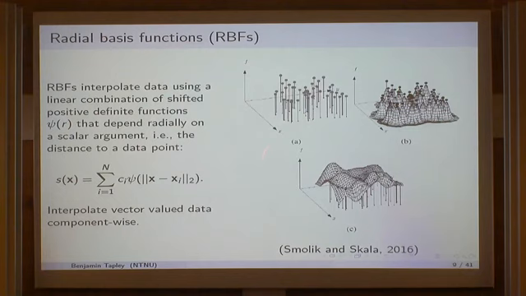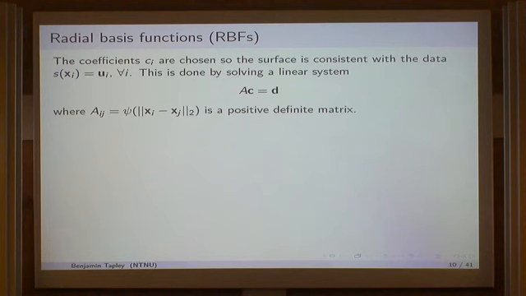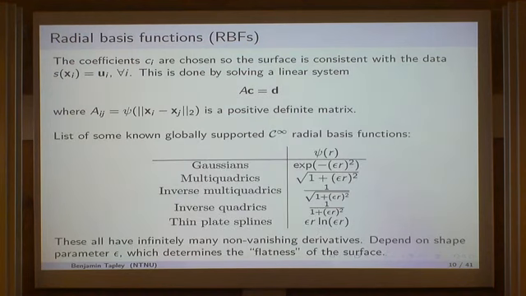This isn't quite divergence free yet, because we can only really do this point-wise or component-wise. So if we have a vector field, we just do this once for each component. We can make this vector field divergence free if we use matrix radial basis functions. Here are just some examples of radial basis functions. Again, we've got Gaussians, these multiquadrics, and so on.